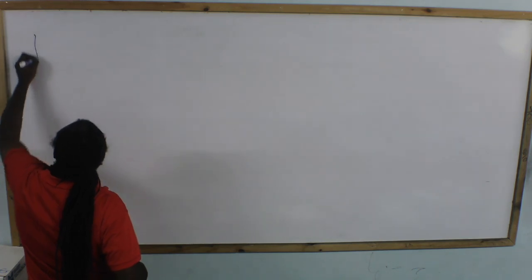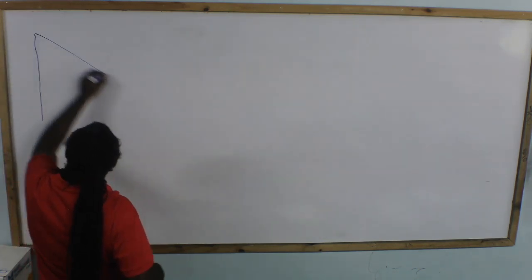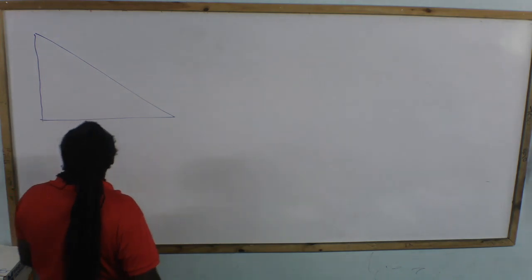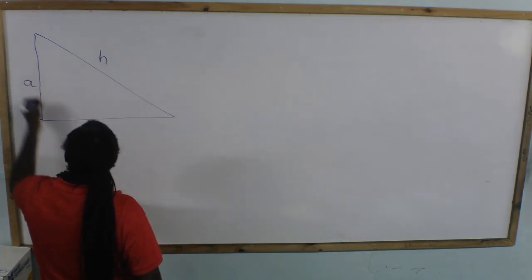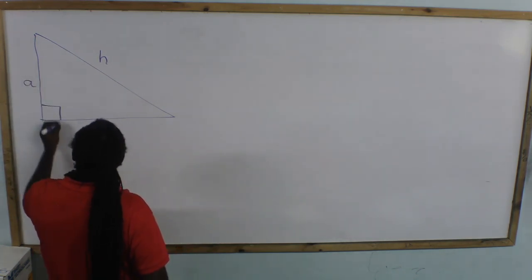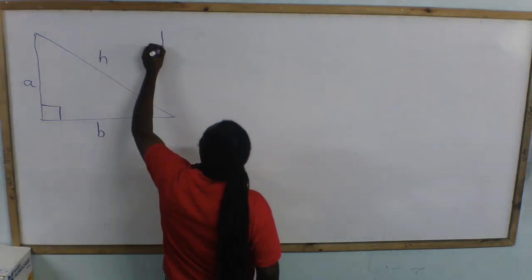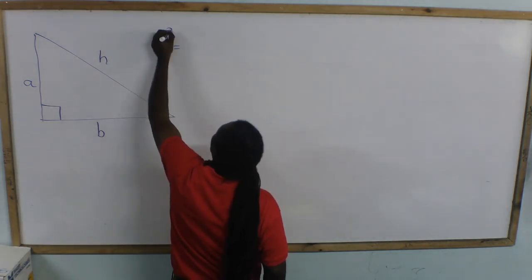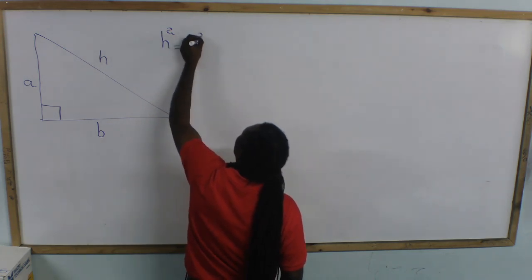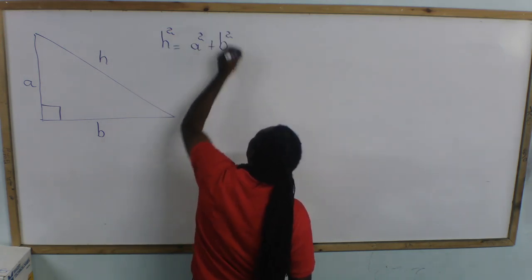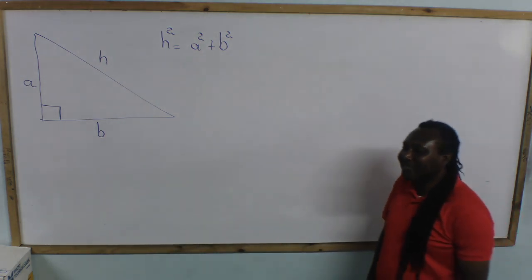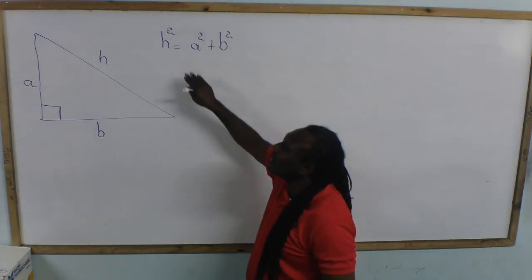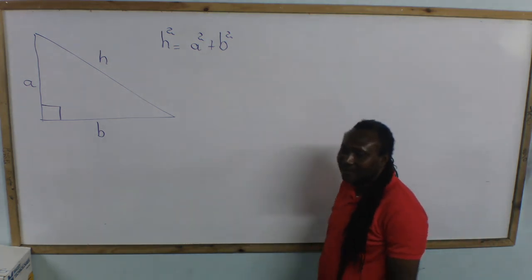Pythagoras' theorem. What did he say? He said if you have a right-angled triangle, that the square of the longest side is equal to the sum of the squares of the other two sides. You'll realize later on that it is a certain modification of the cosine rule.